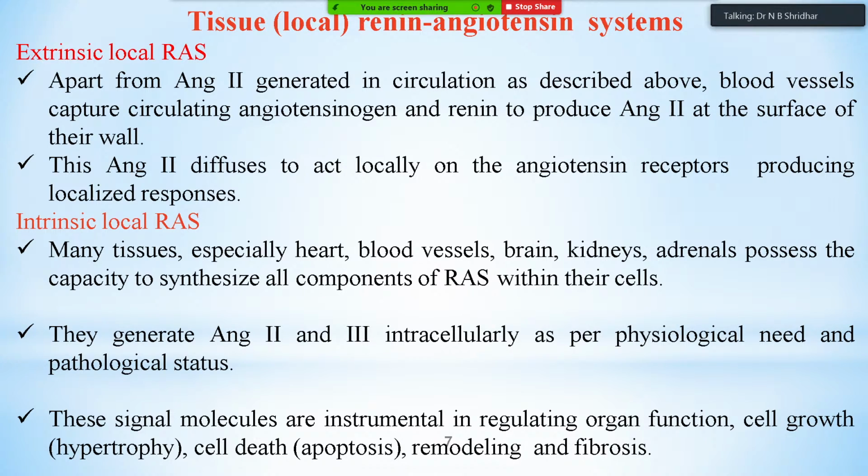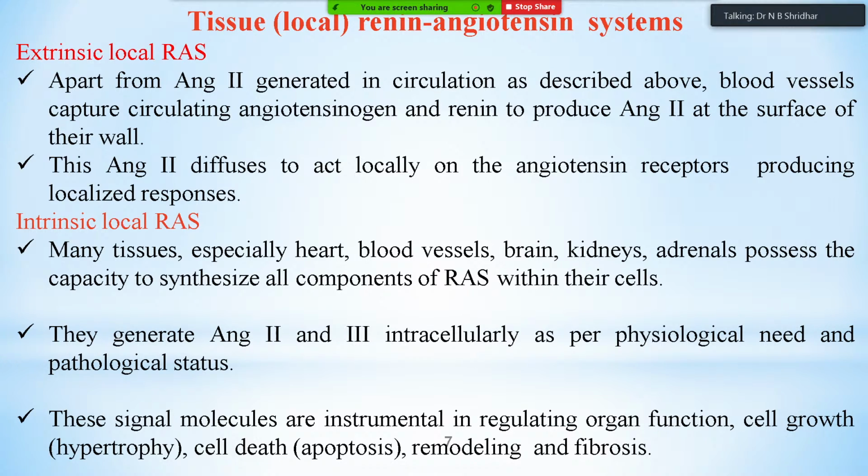Of course, their cells also produce and generate angiotensin 1 and 2 intracellularly as per physiological need and pathological status. So these signal molecules are instrumental in regulating organ function, cell growth or hypertrophy, cell death or apoptosis, and remodeling of the cells and fibrosis. So all these are mediated by the renin-angiotensin system.